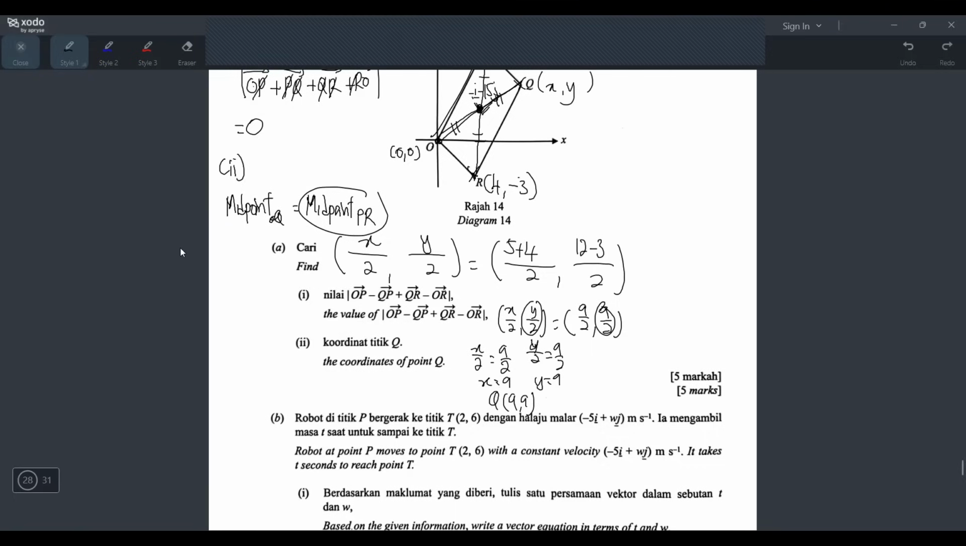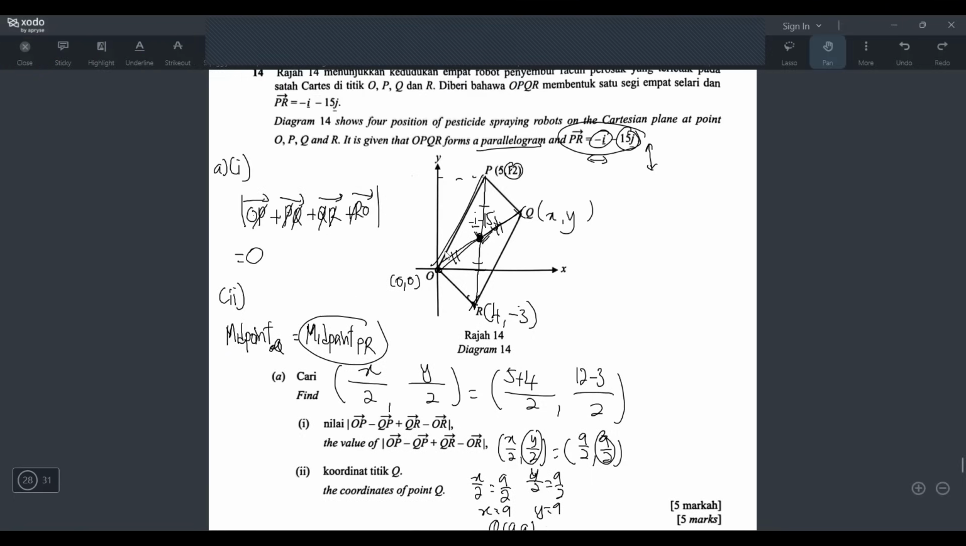Okay, another method, you can also do it like this. If you look at here, this is a parallelogram, right? So from O to P, it's going 5 to the right, 12 up. Do you agree? Because the coordinate of O is 0, 0, and the coordinate of P is 5, 12. It means from O to P, you need to go 5 to the right, 12 up. It means from R to Q also, you have to go 5 to the right, 12 up. It means the 4, you have to plus 5, which is 9.